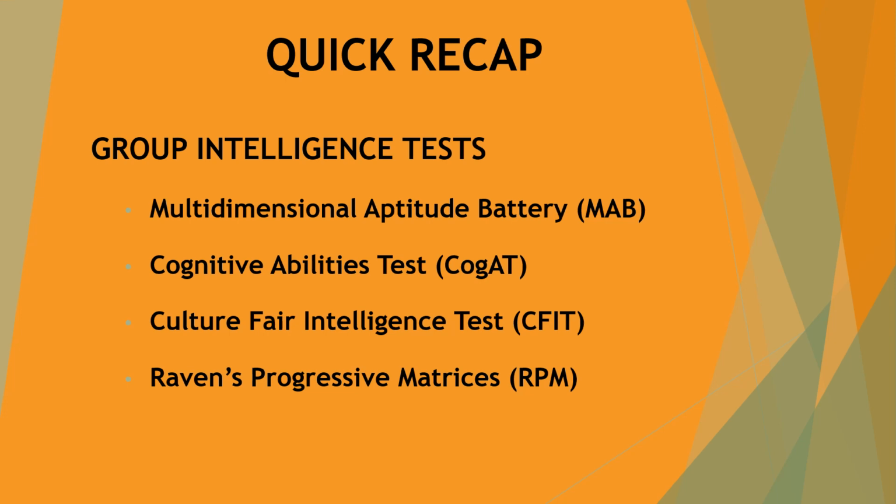Let's see what we have learned in this video. We have learned various group intelligence tests. For example, the Multidimensional Aptitude Battery, the Cognitive Abilities Test, the Culture Fair Intelligence test, and Raven's Progressive Matrices. We'll know about IQ score and variations of intelligence in the upcoming video.